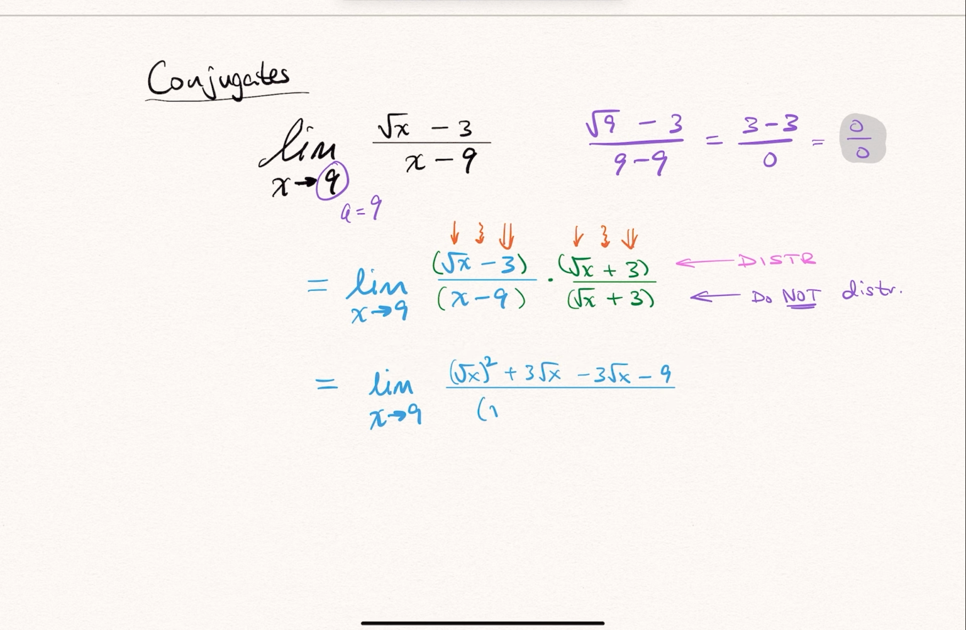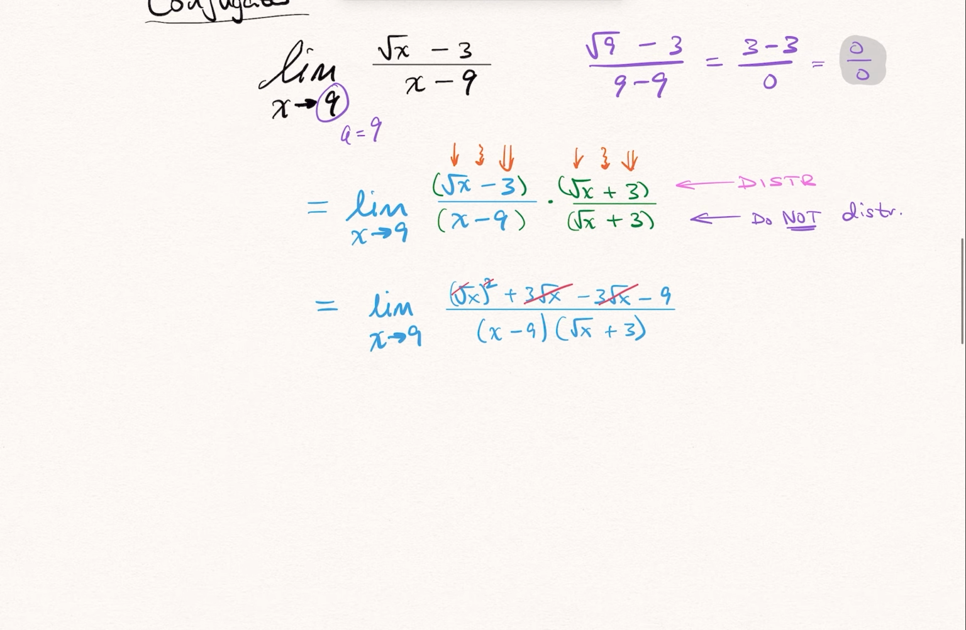And in the denominator, again, we're not distributing. We're just going to leave the factors. In the numerator, what you'll see is the 3 square root of x's cancel, and the square root and the square cancels, and we are left with x minus 9 in the numerator, and the denominator remains the same as it did before.